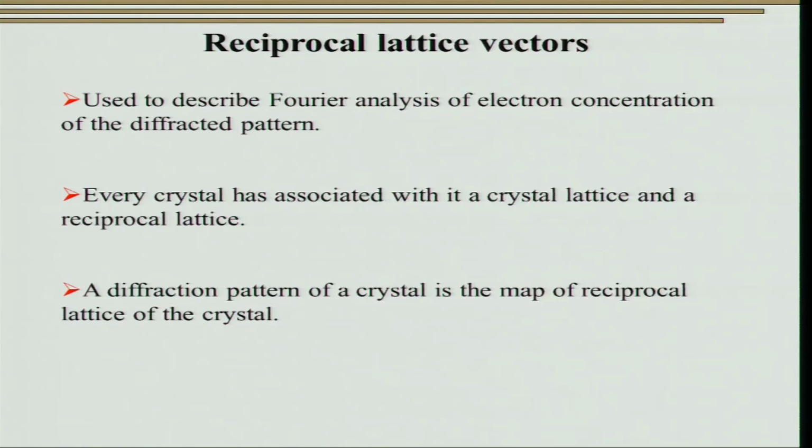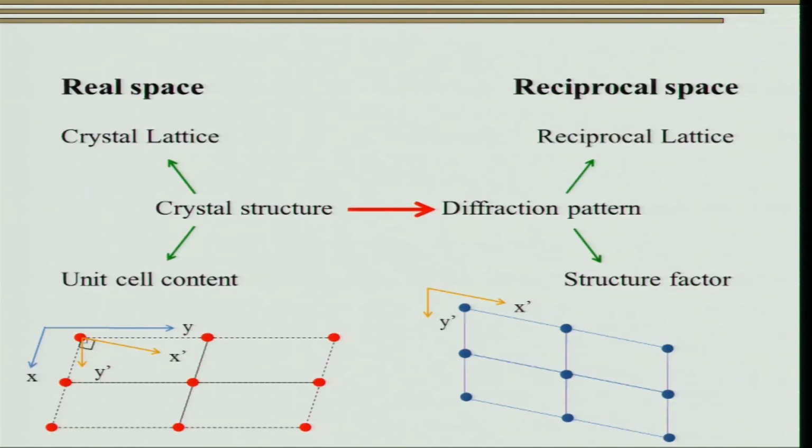In order to decipher what exactly a reciprocal lattice is, let me first tell you that in real space we have crystals which have a particular crystal structure. Now, the crystal structure essentially comprises a crystal lattice and a unit cell content, while the diffraction pattern that we get using X-rays, or for that matter electrons, essentially comprises the reciprocal lattice and the structure factor, which determines the intensity of diffraction.